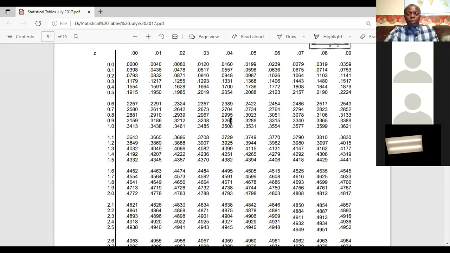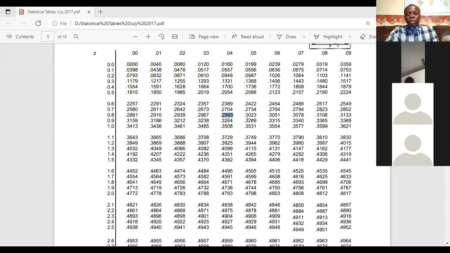0.300, we don't have it here, but we have 0.2995, which is like 2995. If you ignore the decimal point, this is 2995. The next number to it is 3023, which is 23 points away. This one is only 5 points away.